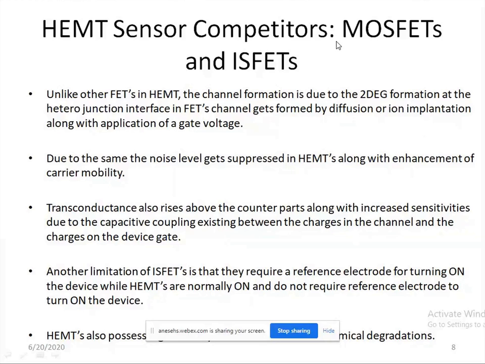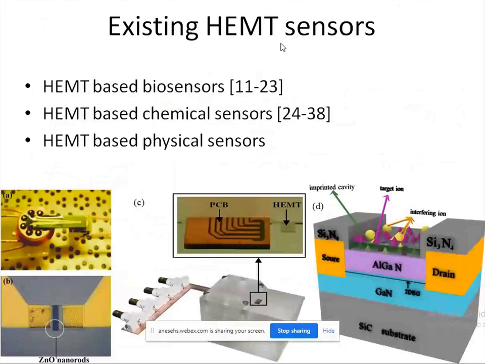However, in order to bring HEMT to the commercialization level, a lot of research still has to be put forward. These are a few examples of HEMT sensors in literature, which I have included in references, like HEMT-based biosensors. In biosensing, they have been used for different types of cancer detection, such as prostate cancer detection, breast cancer detection, and lung cancer detection. Any cancer can be detected by using HEMT. Similarly, they can be used for detection of different types of kidney injuries, liver injuries, or any kind of injuries.